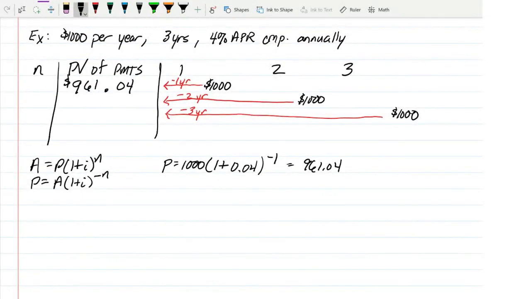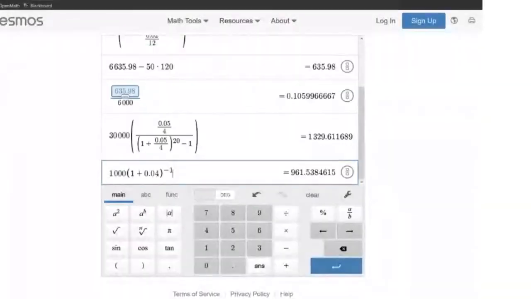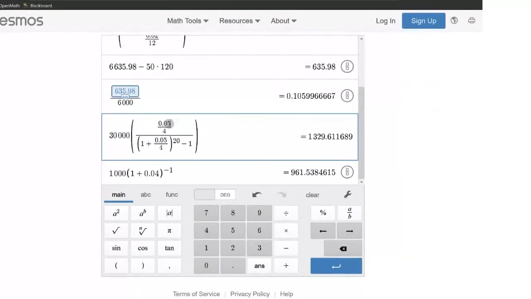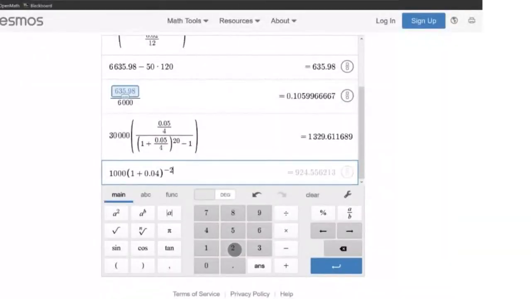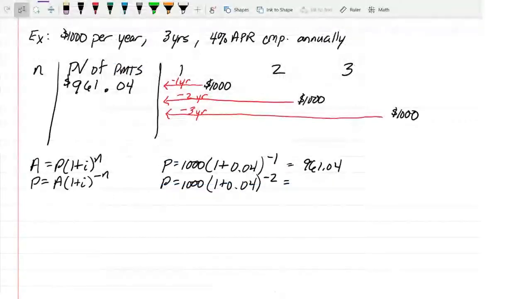If I did it for the second payment, it's $1,000 sitting in the same bank account, so the same i, but now that's 2 years. And luckily, I can change this in my Desmos calculator as long as I don't press enter. But even if you do press enter, you can actually go back up here and change it. That's the cool part about the Desmos calculator. 2 years, $924.56.